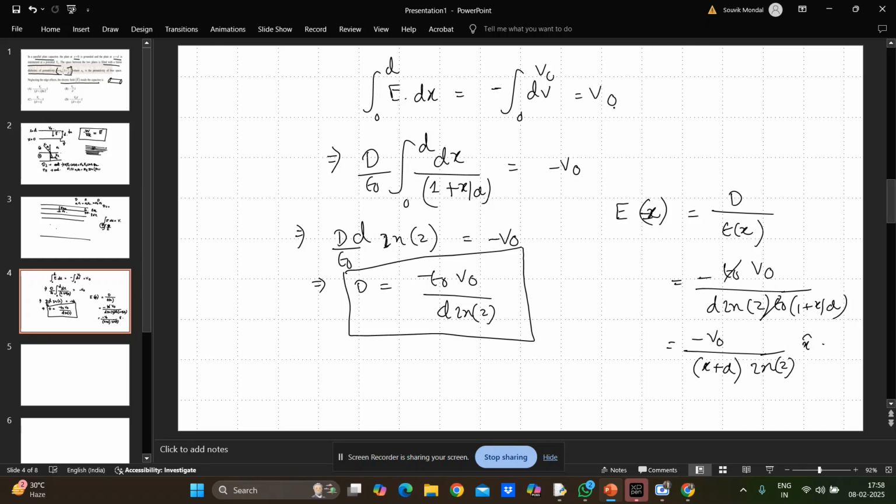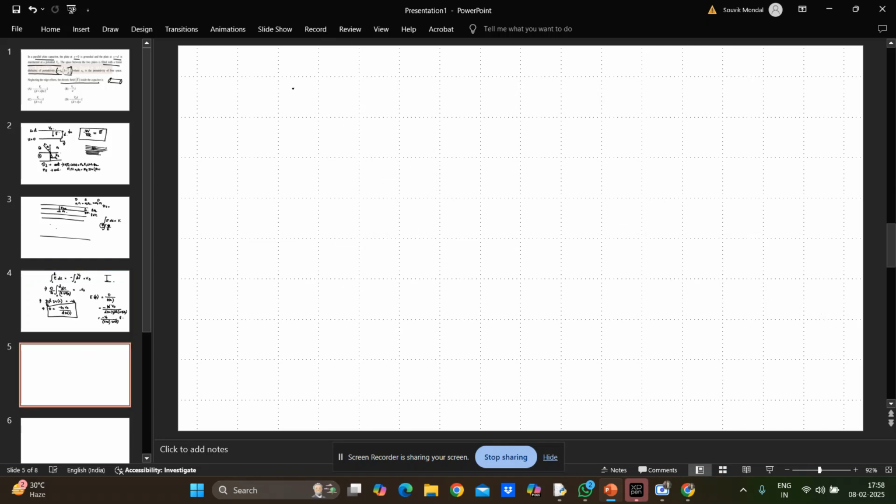So the main concept is D is constant throughout any medium. The normal component of D, I should say, the normal component of D is constant throughout any medium. Now let's do the test problem, which I will give to you.